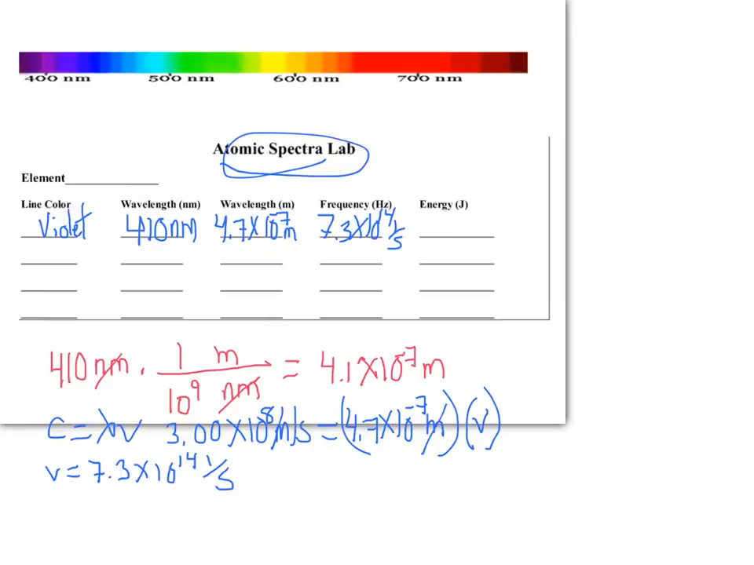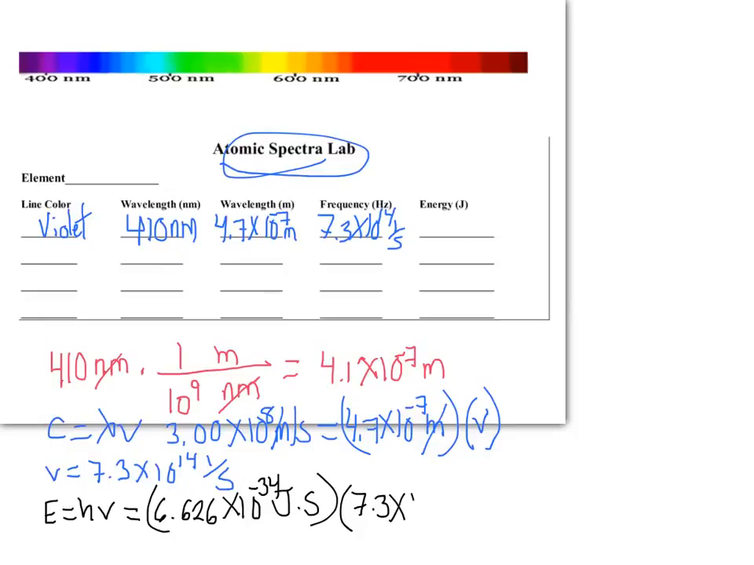All right, finally, I want to calculate the energy for this wave of light that I saw. Right now I know its wavelength in meters and nanometers, and I know its frequency. I want to find the energy. The way that I would do that is I would use the equation E equals h nu. E is my energy, that's what I'm solving for. h is Planck's constant, 6.626 times 10 to the negative 34th joule seconds. Nu is my frequency. I just calculated it.